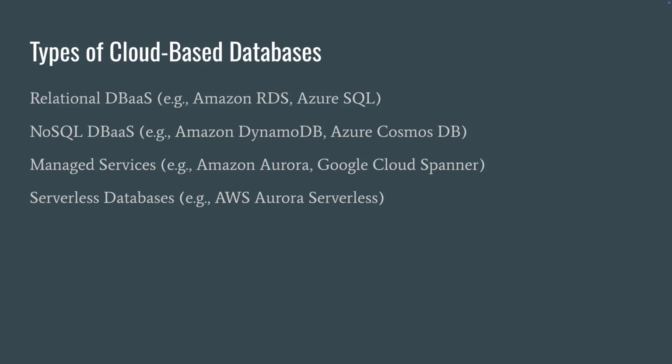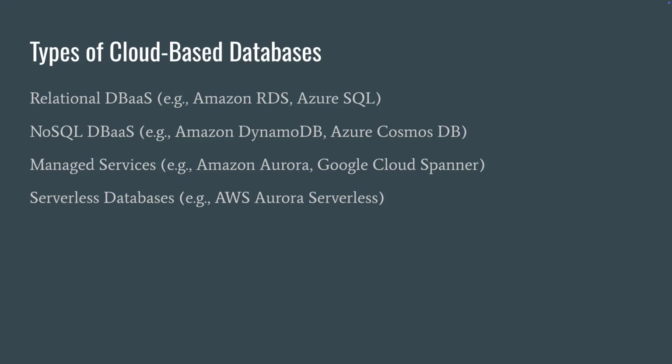Types of cloud-based databases. Basically, these third-party providers offer all types of databases. For example, relational databases include Amazon RDS for MySQL, Postgres, and Azure SQL, Google Cloud SQL, and these resemble traditional relational databases but are managed by the cloud providers.